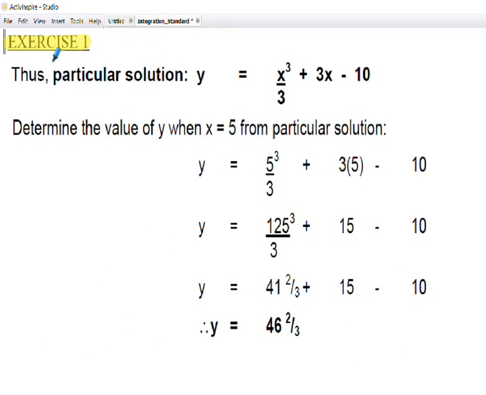Exercise 1. So the final part of the question now is to use the particular solution we've derived, y equals x cubed upon 3 plus 3x minus 10, and simply put the value of x equal to 5 into the right hand side where we see an x. So y is x cubed upon 3, that's 5 cubed upon 3, plus 3 times x, that's 3 times 5, take away 10. We do the arithmetic on this, we find that the value of y is equal to 46 2/3.